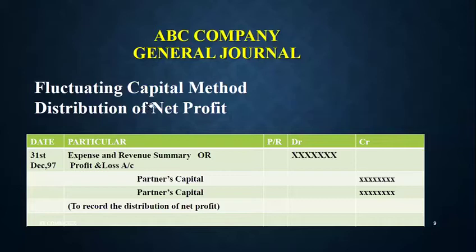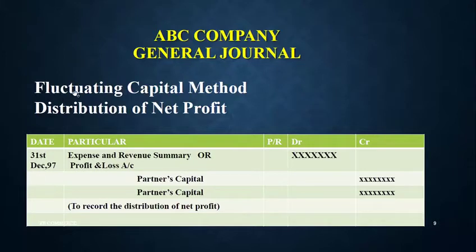Journal entries have two types. Kindly revise with me: the fluctuating and the fixed. If I talk about fluctuating, we consider the capital. We use the word capital with the fluctuating capital method. If it is the fluctuating capital method and there is net profit, then capital will be credited. I repeat, because many students have this problem. We are using the fluctuating capital method.